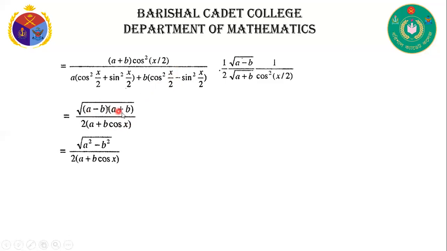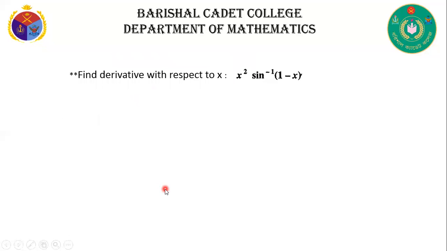Now (a plus b) into (a minus b). That's why you can write the square root of (a square minus b square) divided by 2 into (a plus b) cos x. This is our required answer. Now another question. Find the derivative with respect to x of x square sin inverse (1 minus x).